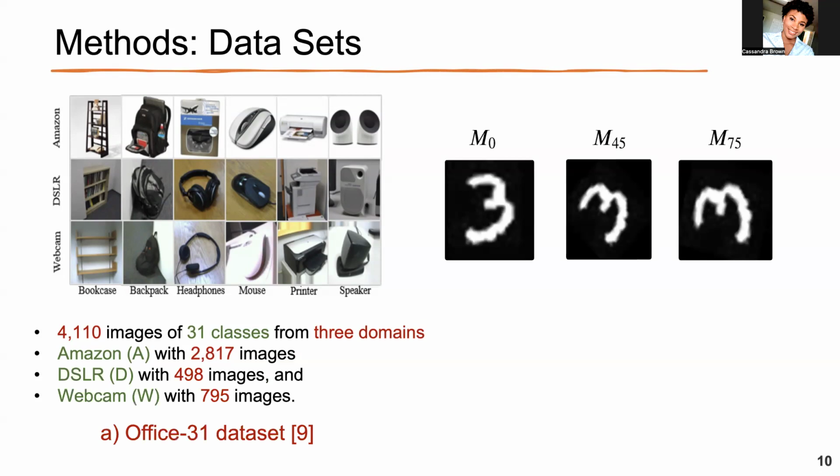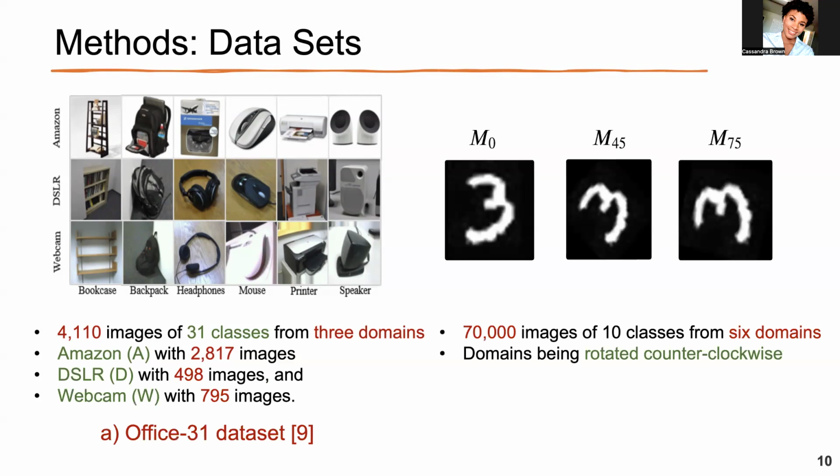And we use another data set, which is the MNIST data set, and it has 70,000 images of 10 classes from 6 different domains. Domains are generated using counterclockwise image rotation. So we take one image from 0-degree rotation, and we rotate them 15-degree, 30-degree, 45-degree, 60-degree, and 75-degree. So we get a total of 6 domains out of them.